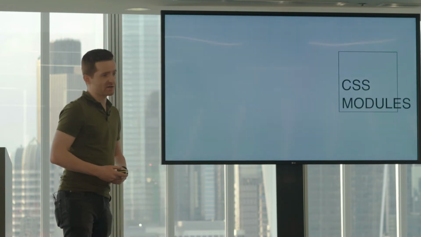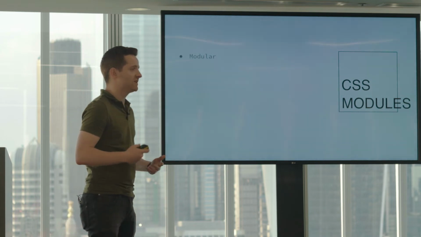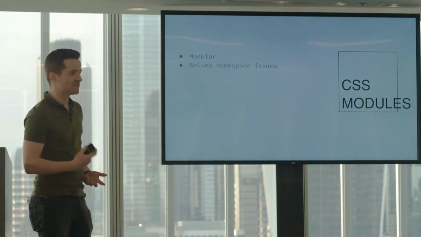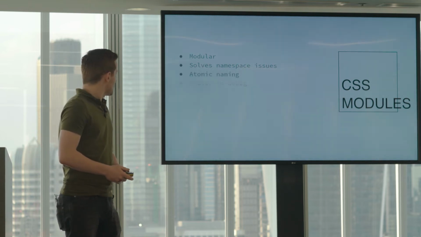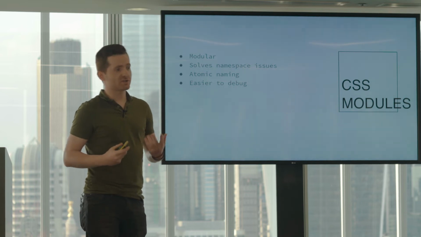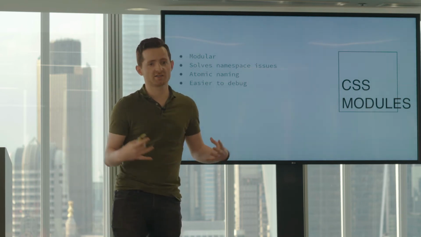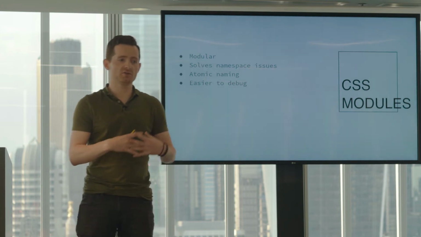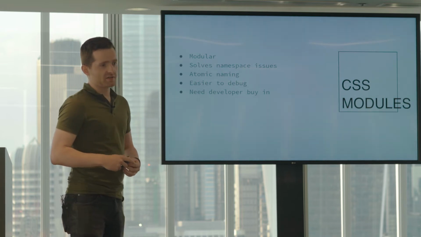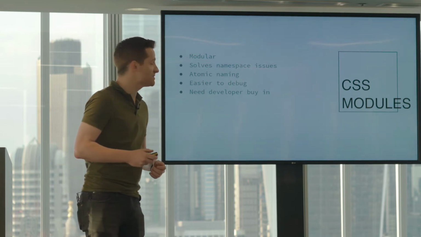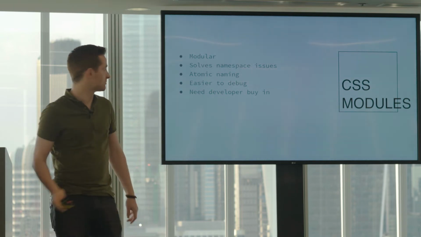So CSS modules is another thing that came along after that, which tries to solve this by being modular. It uses atomized naming to solve the naming pollution issue. And this obviously makes it much easier to debug, because your CSS, your styling, and your JavaScript are all modularized in the same place. If there's an issue, you know where it is. However, you do need developers to buy into this, because now you need to start thinking in that modular way instead of the global context.